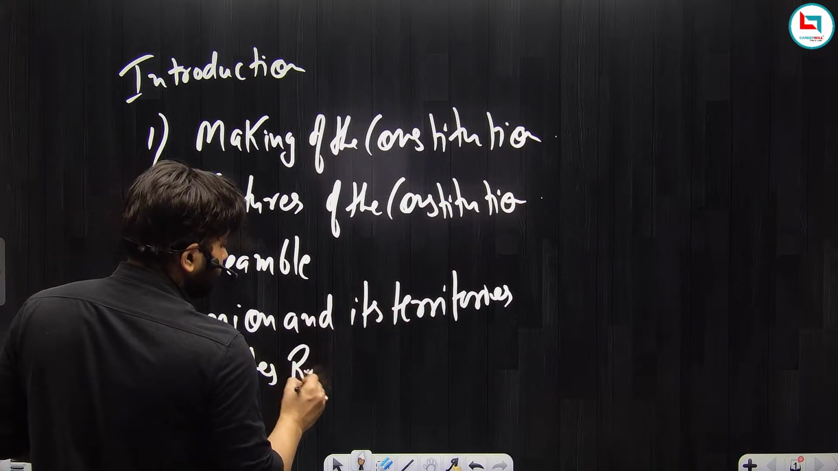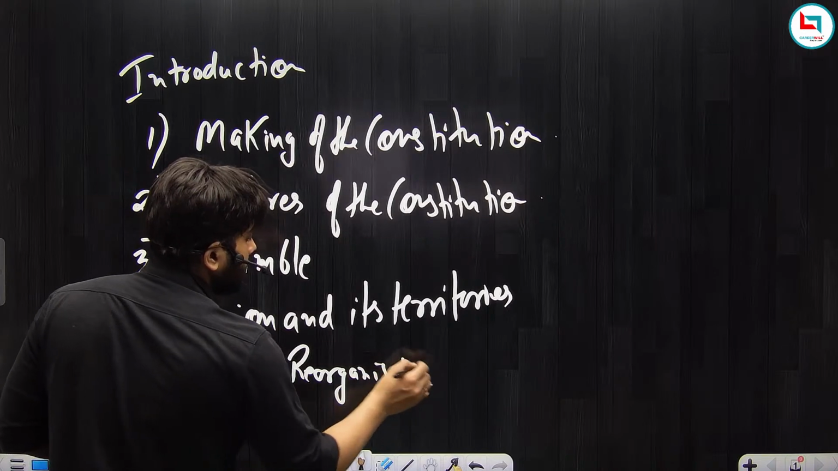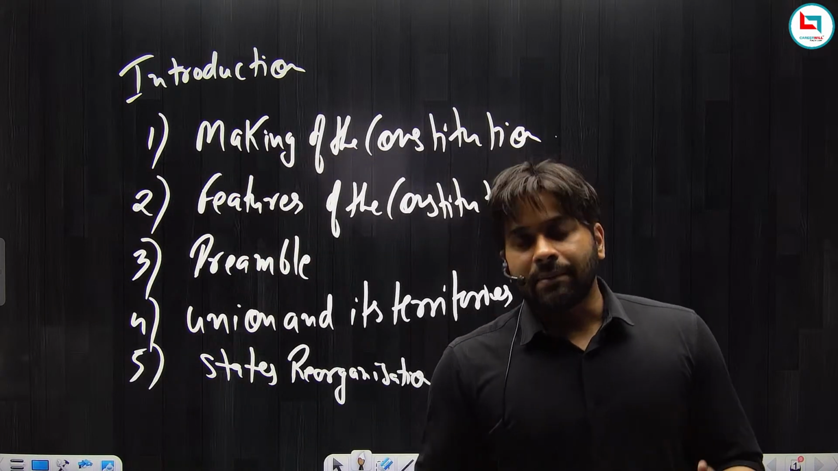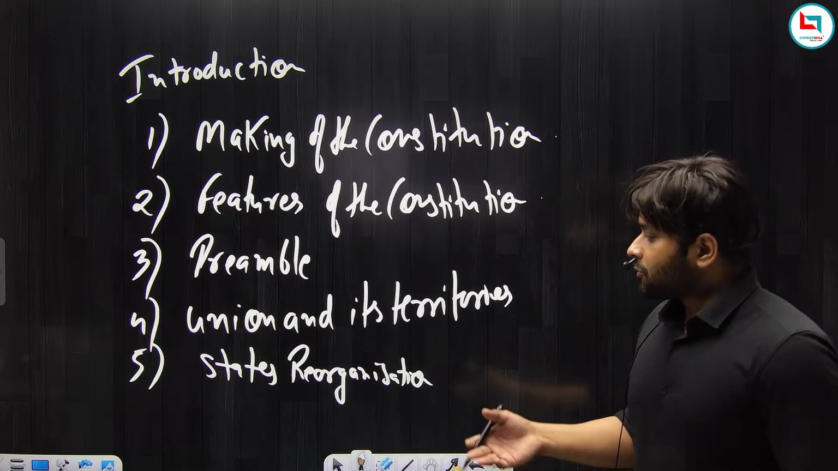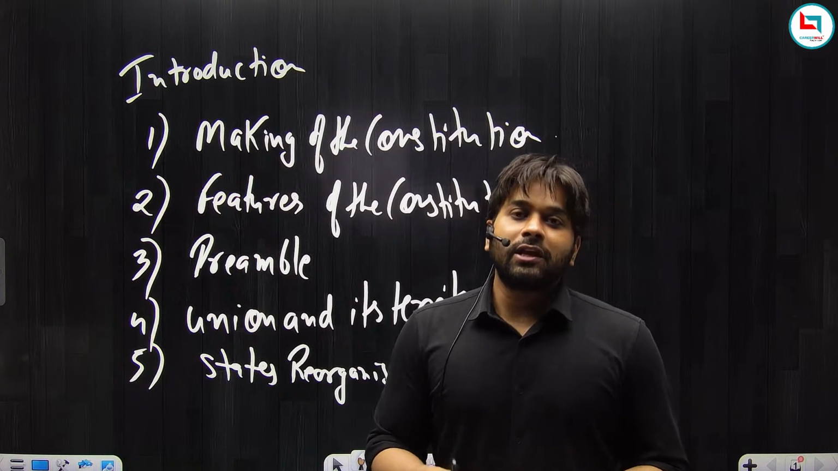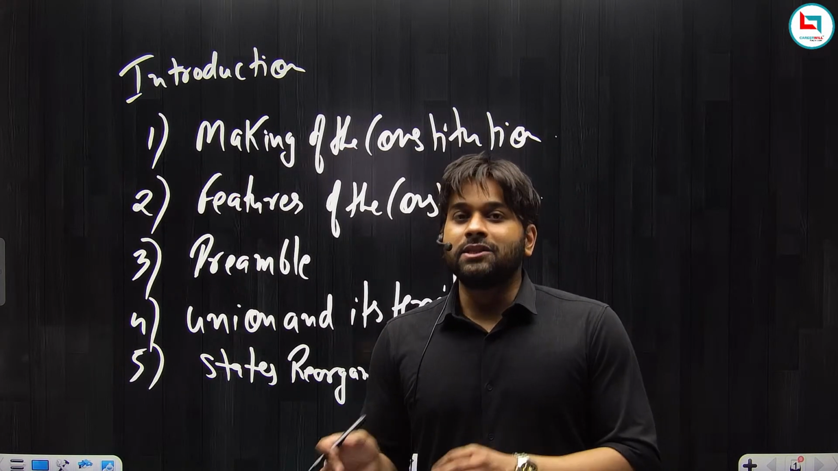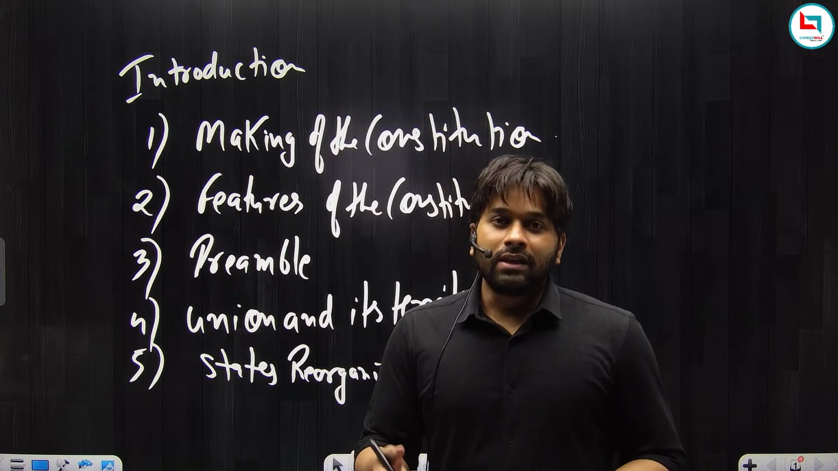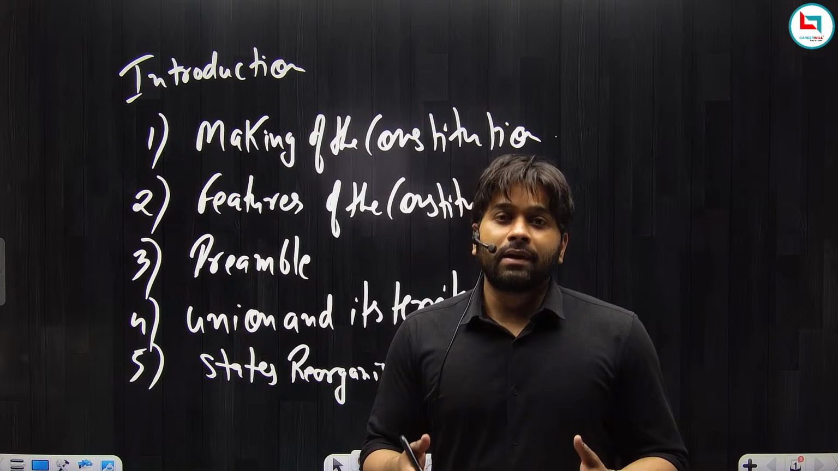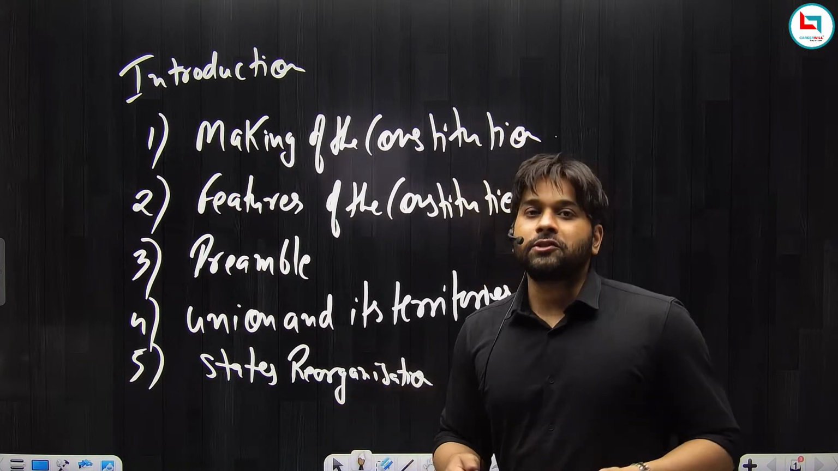This chapter is States Reorganization. There are no articles related to states reorganization, but this chapter is again very important for us. In this chapter we will understand how states were created, especially on the basis of language, which was the first state created on the basis of language, and how the present political structure, the present political map, came into being. All these things will be discussed in this chapter, States Reorganization.